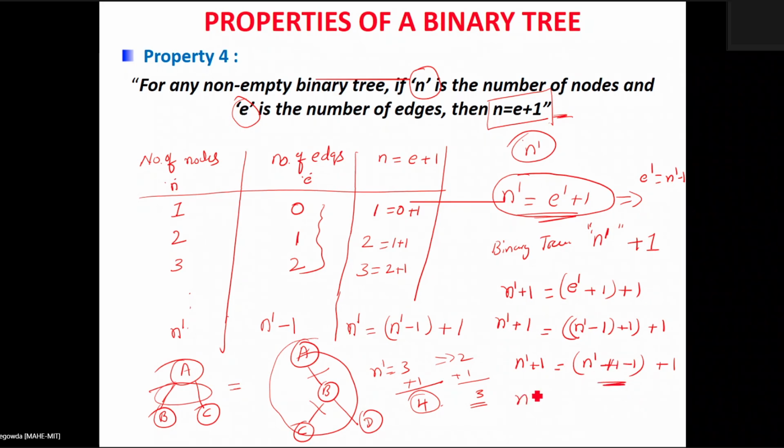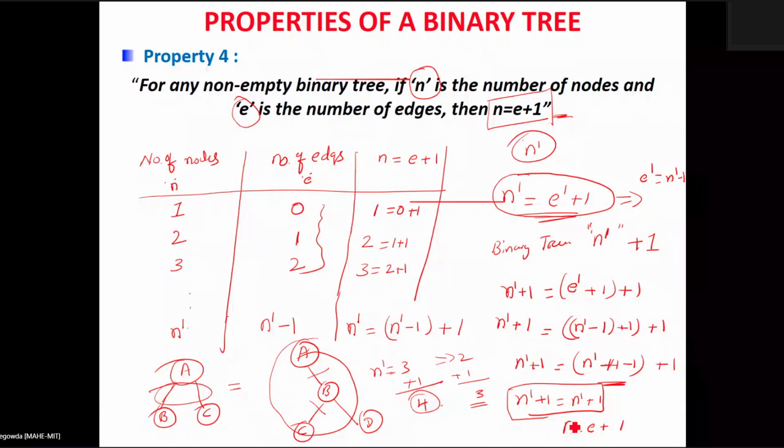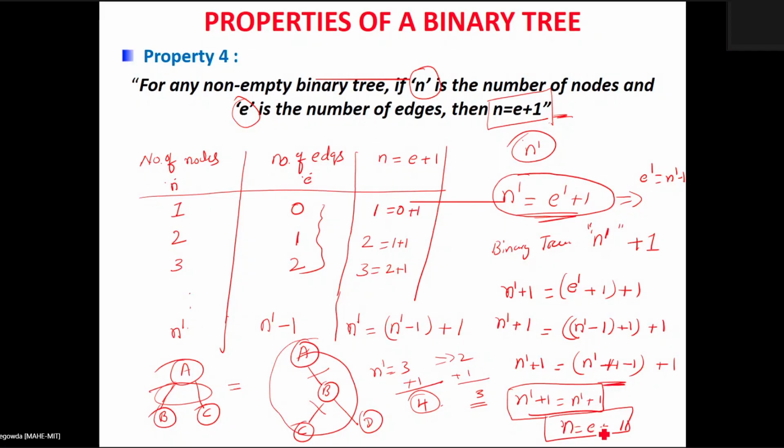So I'll write n - 1 + 1 is equal to n - 1 + 1. So now LHS is proved. LHS is equal to RHS. This shows that n is nothing but e plus 1. That means the relationship between the number of nodes in a given binary tree in terms of the number of edges is given by n is equal to e plus 1. If there are e number of edges, then the total number of nodes in that binary tree will be equal to e plus 1.